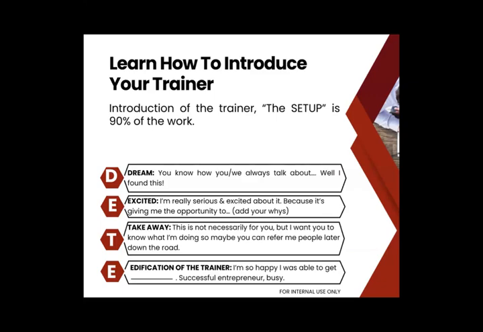And then right before the appointment, probably 10 minutes before, I said, Megan, do you know the DEET? She's like, I think I do, kind of. I'm like, let's role play. D stands for dream. So when you get on with that prospect, your friend, Danny, here's what I want you to say. Danny, you know how you always talk about wanting blank? Well, I found this. So what does Danny want?